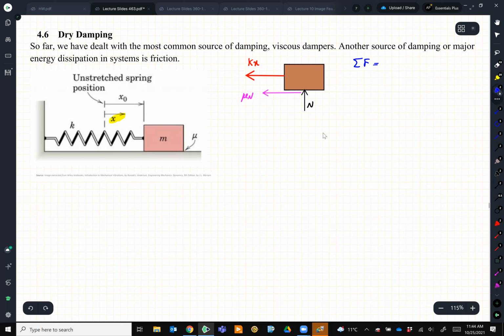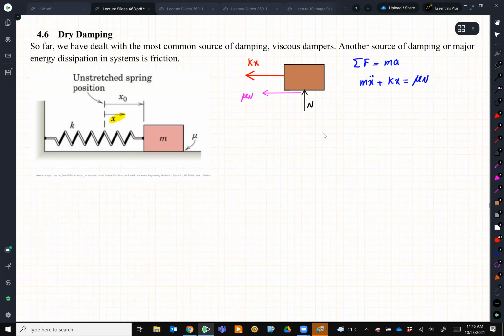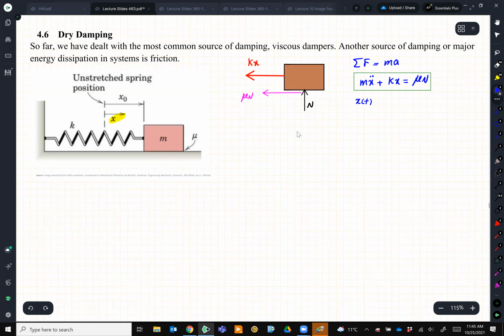Newton can help us here. The sum of the forces is ma. So I end up with m x double dot plus kx equal to mu N. That's my differential equation. It's not homogeneous. One way to solve it is, of course, numerically, but we can attempt to solve it analytically. Since it's not equal to 0, my x(t) has to have two responses: one is the particular response, one is the complementary response. The same drill that you know. For xp, I need to guess an answer, right?